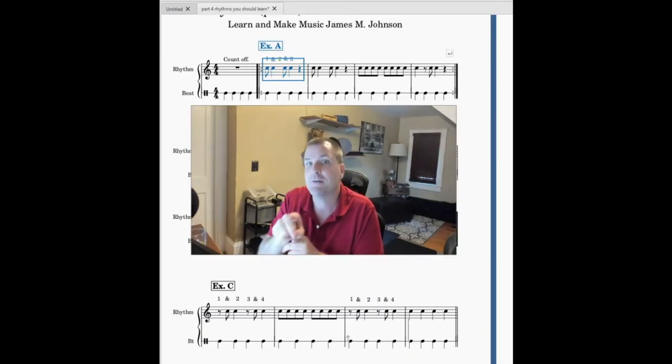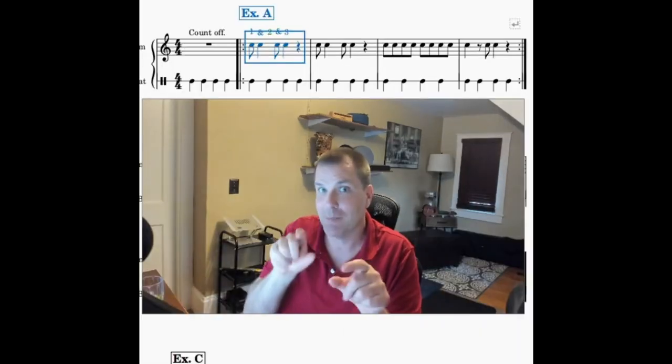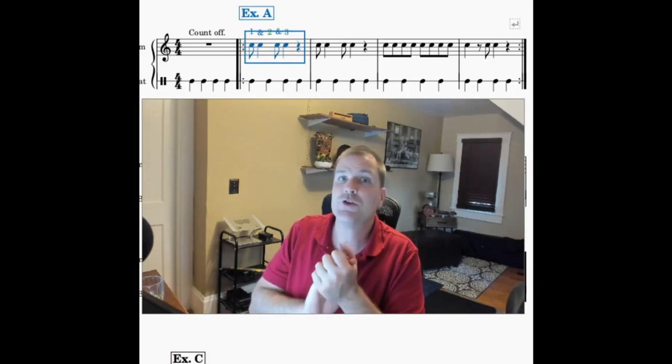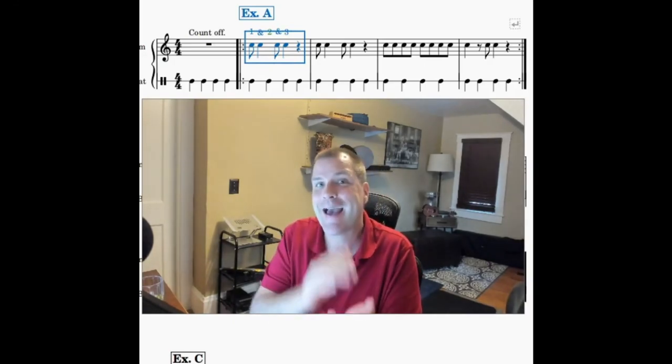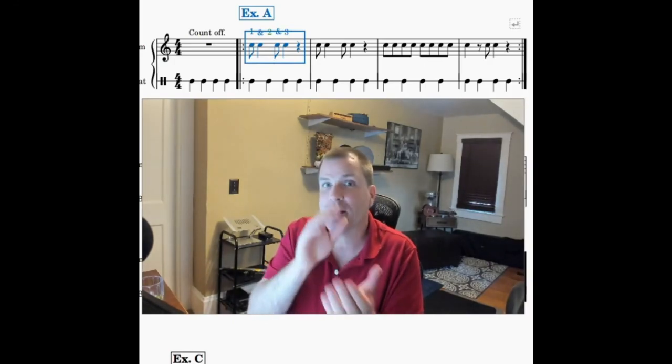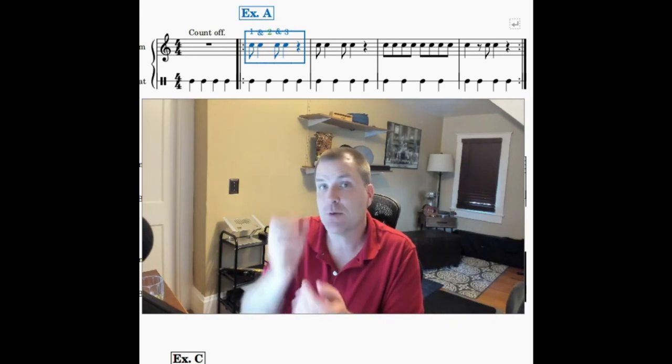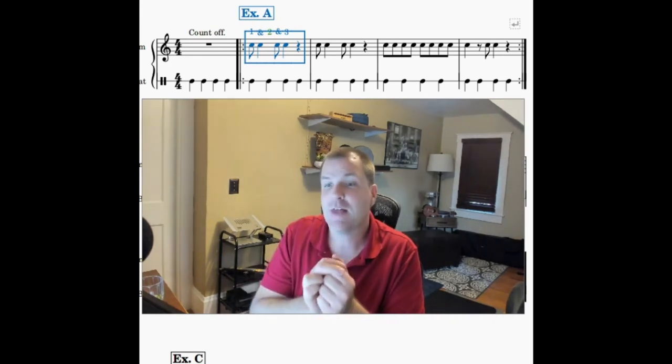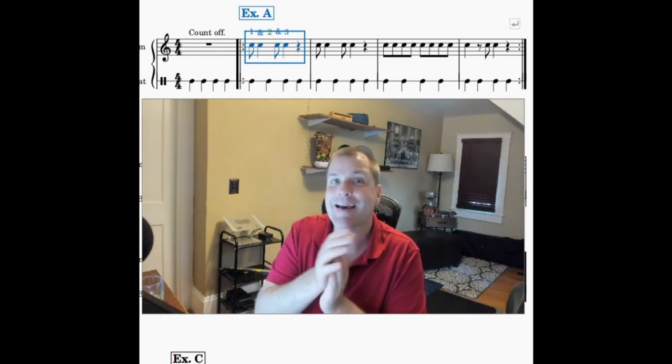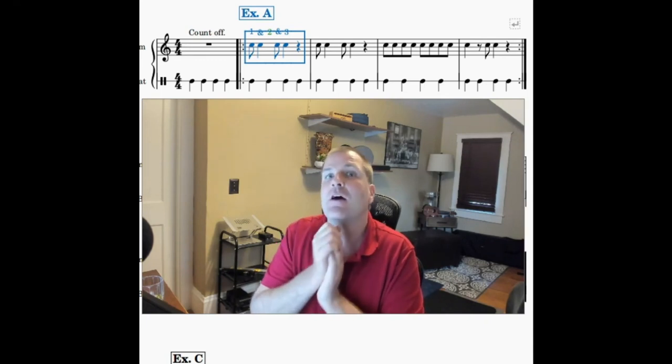So let's take a look at the first measure, exercise A, in the blue box. We have an eighth note, which only in 4/4 time gets a half a beat. So that's right, you'd only count 1. The quarter note equals 2 eighth notes. So that's why you see the 1 and 2 and 3, 4.